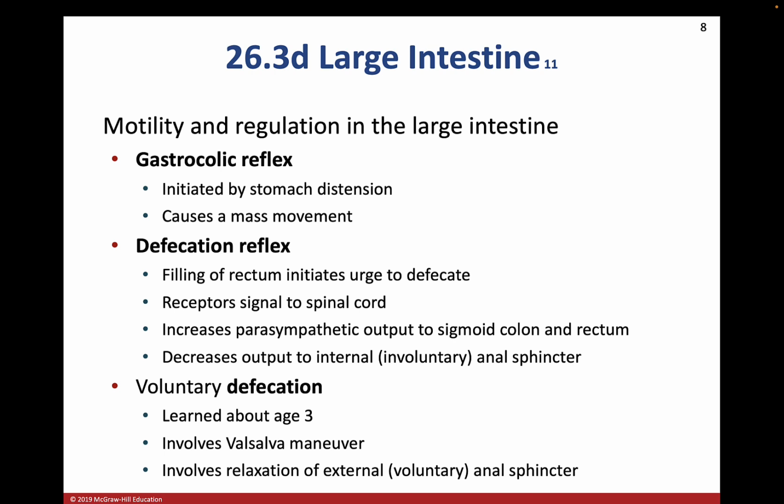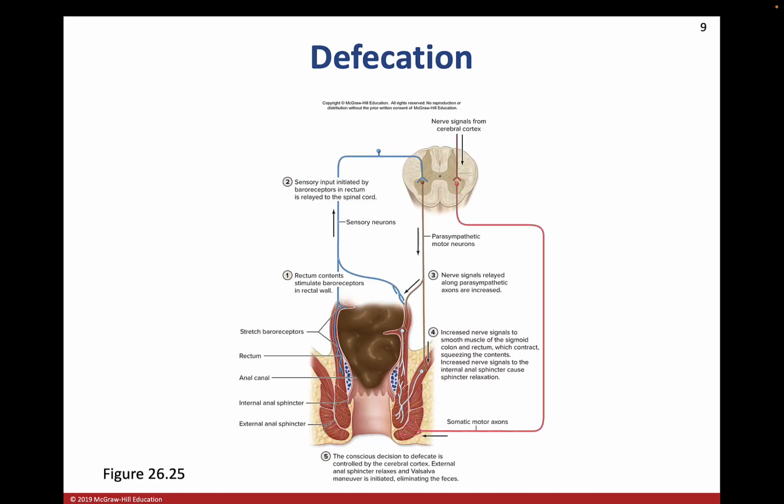This decreases output to the internal involuntary anal sphincter. Voluntary defecation is generally learned about the age of 3. This will involve a Valsalva maneuver, and what happens during potty training is learning how to relax the external anal sphincter, which is actually skeletal muscle.